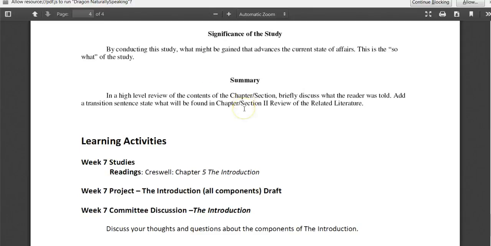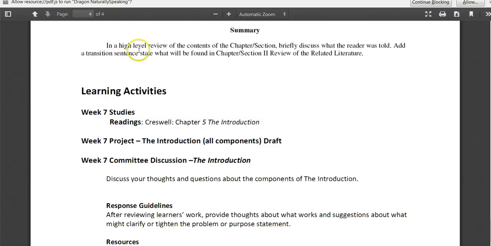Okay, that brings us to our summary. So then we're going to write, and the summary shouldn't be more than a couple of sentences, 3 sentences maybe. So very brief, very high level, 20,000 foot level. And then we're going to tell the reader what we told them. We're going to add a transition sentence to state what we'll find in section 2, the literature review, and basically say that in section 2, we'll discuss the review of the related literature. That's it. That's all we need. All right, that is our introduction.